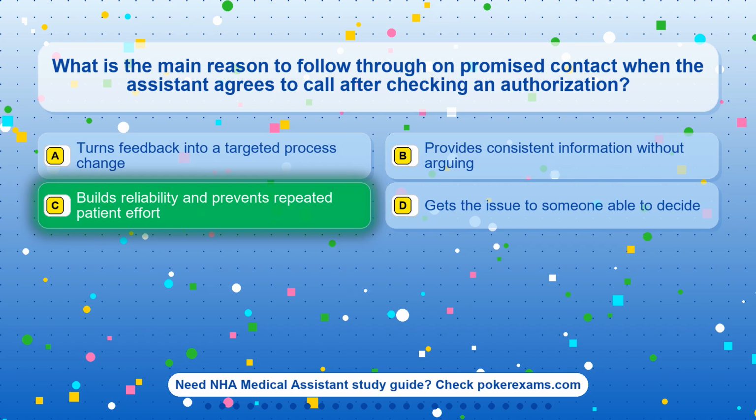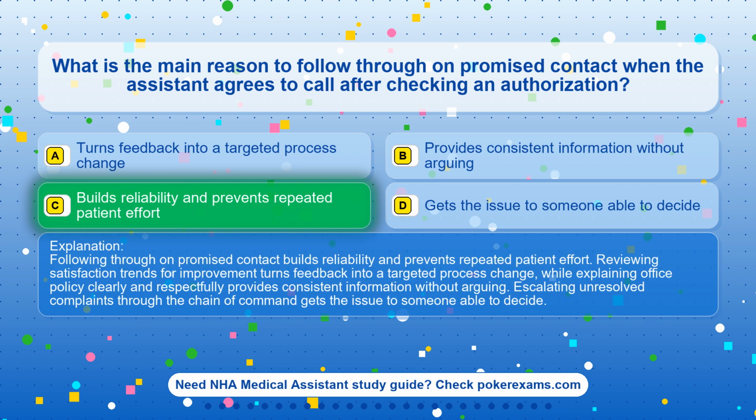The correct answer is option C, builds reliability and prevents repeated patient effort. Following through on promised contact builds reliability and prevents repeated patient effort. Reviewing satisfaction trends for improvement turns feedback into a targeted process change, while explaining office policy clearly and respectfully provides consistent information without arguing. Escalating unresolved complaints through the chain of command gets the issue to someone able to decide.